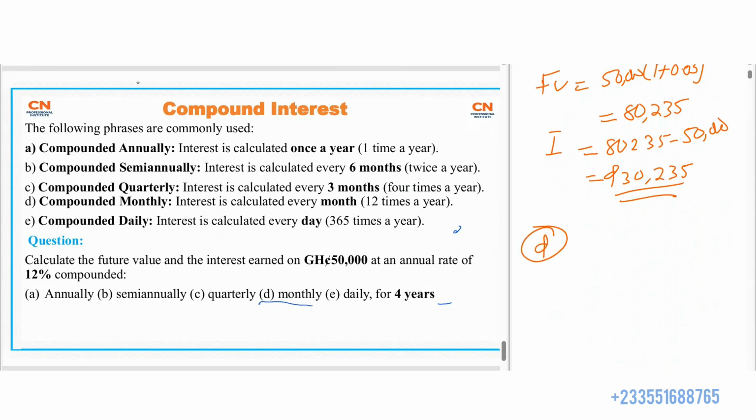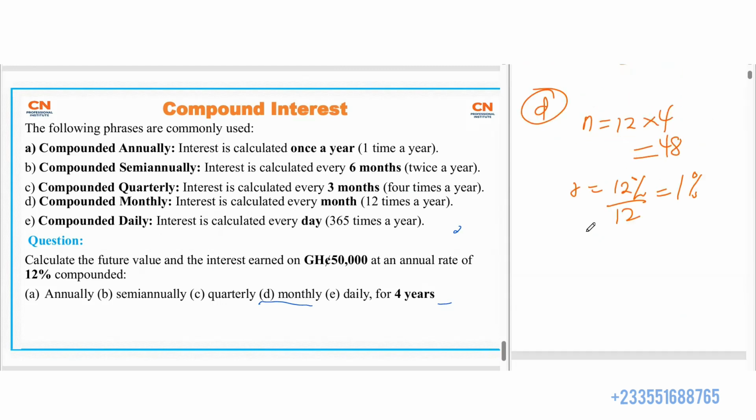It's compounding monthly. So n will be equal to, in the whole year it will compound 12 times. So that'll be 12 times the 4 years, and that gives us 48. Then the rate, we said the rate is 12%, but we have to divide it by 12. So 12 divided by 12 gives us 1%.